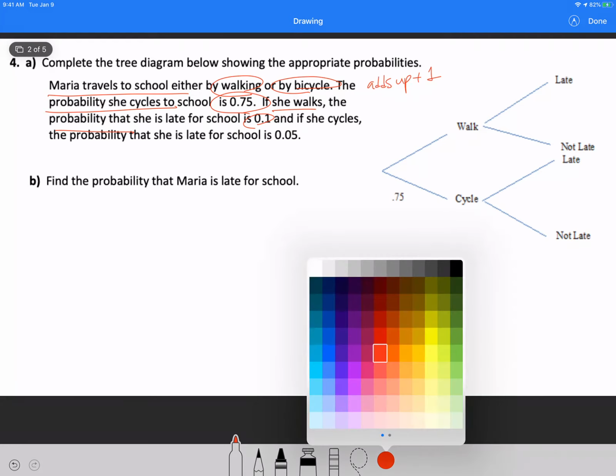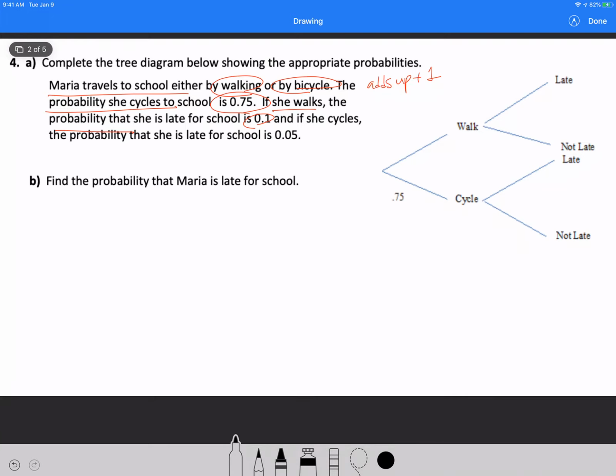Wait a minute. I think we're getting a little bit too ahead of ourselves here. We've got to stop from this sentence alone. Okay? Oh, actually, wait a minute. The probability she cycles to school is 0.75.